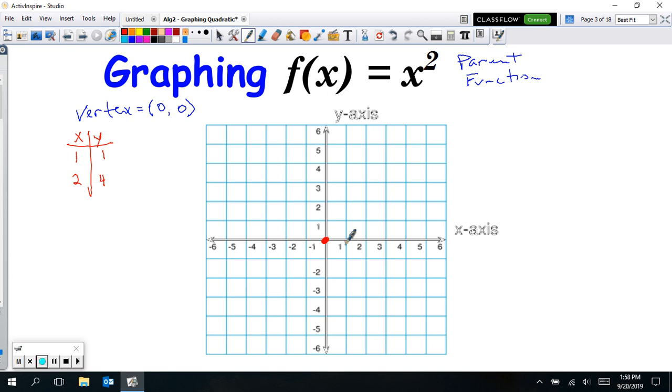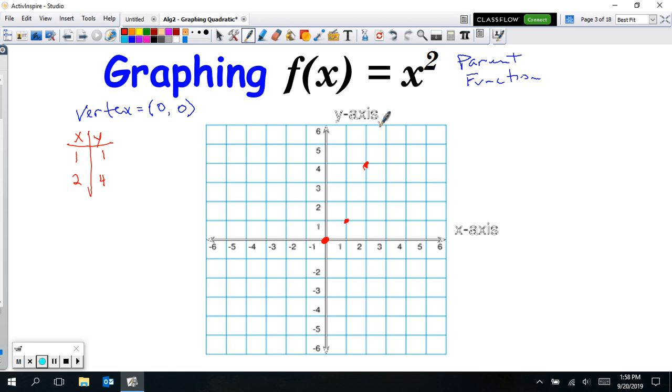So if we go 1 this way from our vertex, 1 squared is 1. That tells me to go up 1. That is the same thing I have right here, 1, 1. If I go 2 this direction, I'm going to now square the 2, which is 2 squared, that's 4, telling me to go up 4. That's the parent function pattern. This is our pattern here.